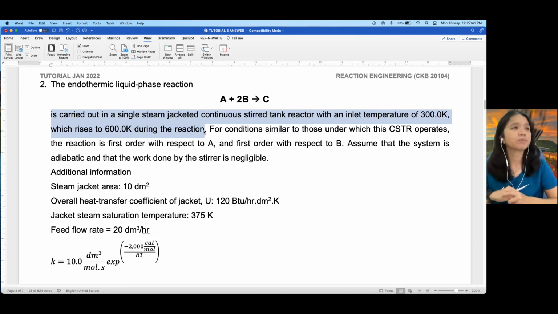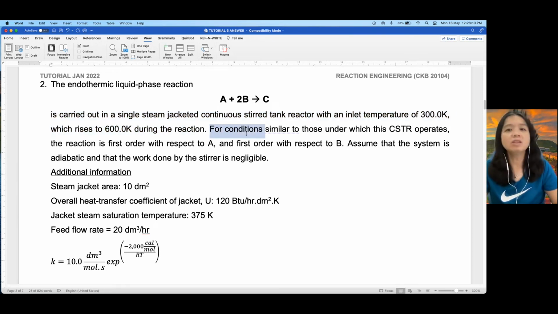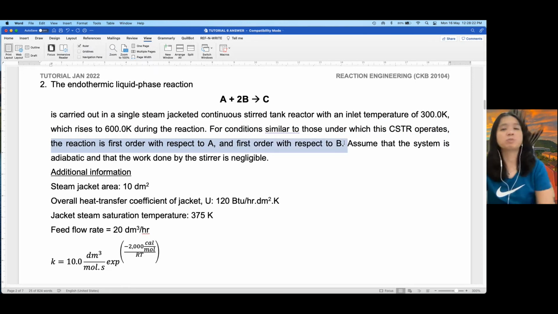Second, it says inlet temperature 300 Kelvin, meaning your T naught is 300 Kelvin. Then it says rises to 600 Kelvin during the reaction, meaning initially my T naught is 300 Kelvin, and then because it's non-isothermal, the temperature increased to 600 Kelvin during the reaction, meaning your T is 600 Kelvin. T naught 300, T 600. Okay, so it says for conditions similar to those under which this CSTR operates, the reaction is first order with respect to A and first order with respect to B.